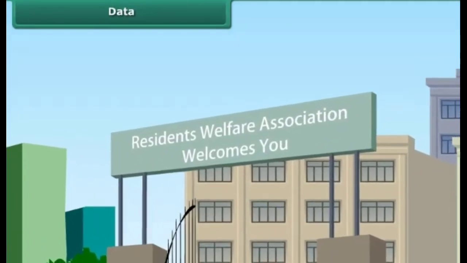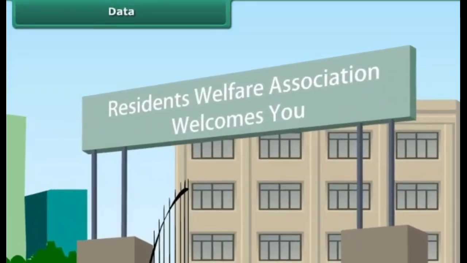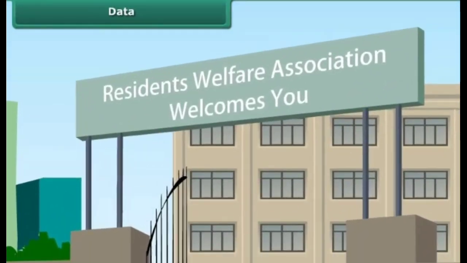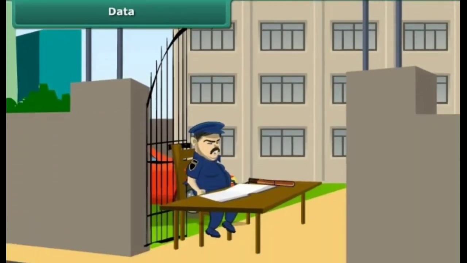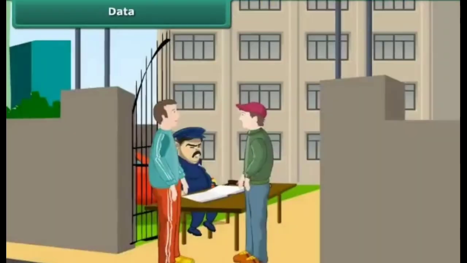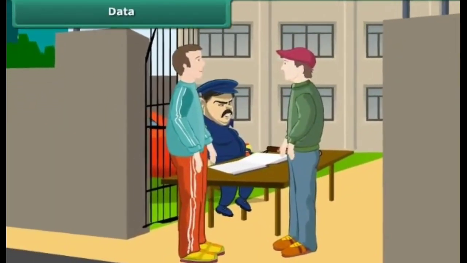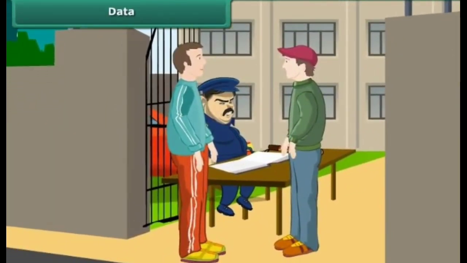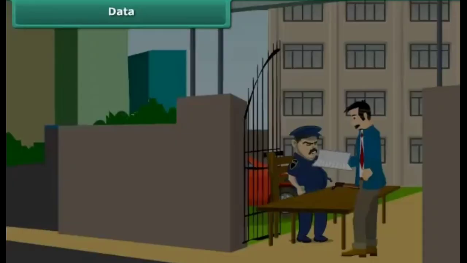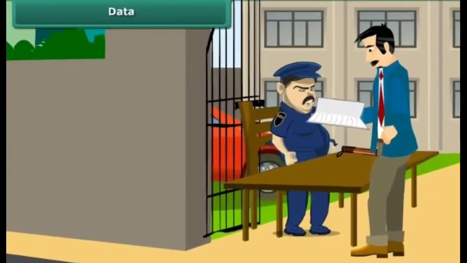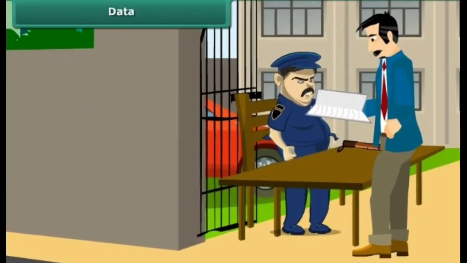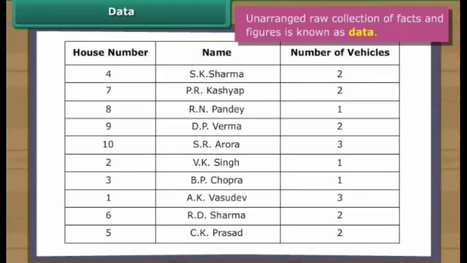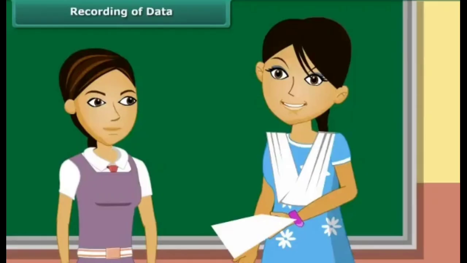Data. The Residents' Welfare Association, or RWA, of a certain locality has decided to charge the residents for parking more than one vehicle inside the residential complex. For this purpose, it has asked the residents to provide details of their vehicles to the security guard at the entrance gate. A week later, the president looks at the register. Let us see the details provided by the residents of the locality. Such unarranged raw collection of facts and figures is known as data.